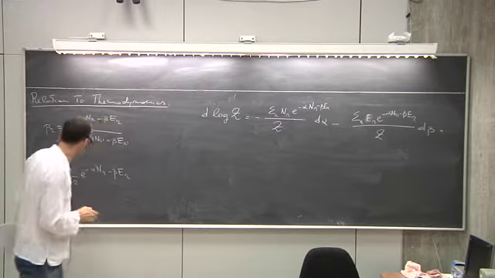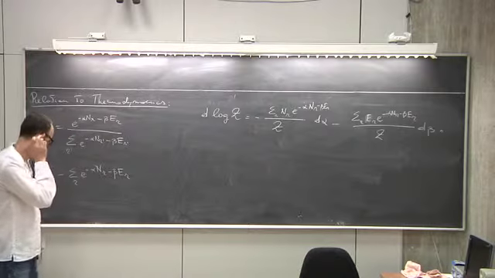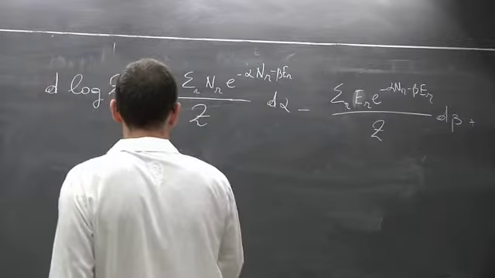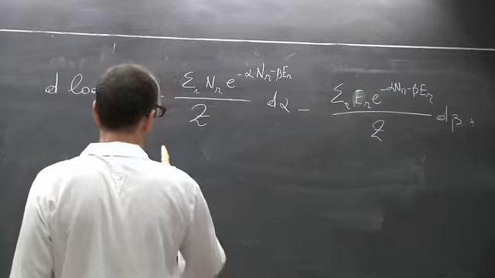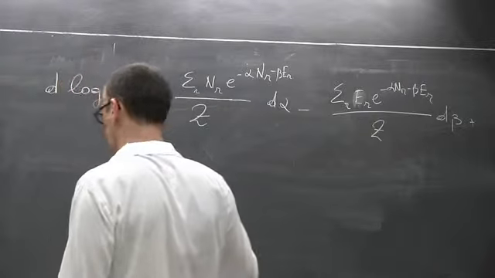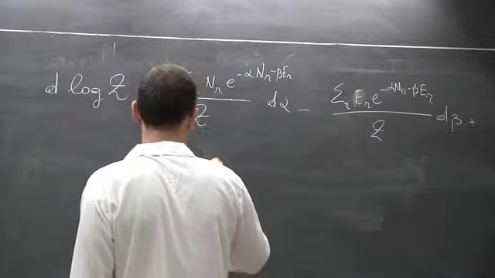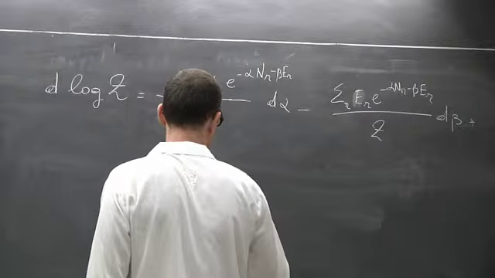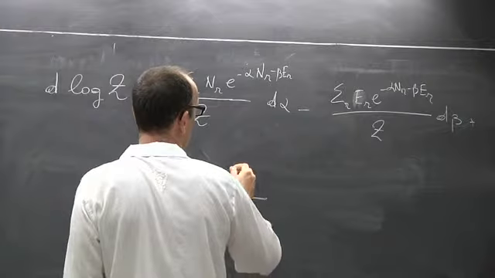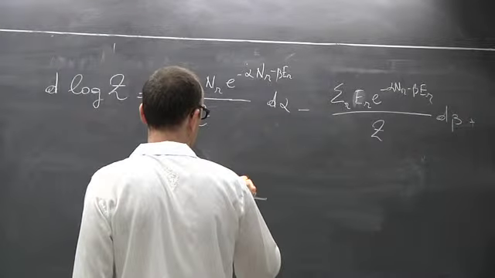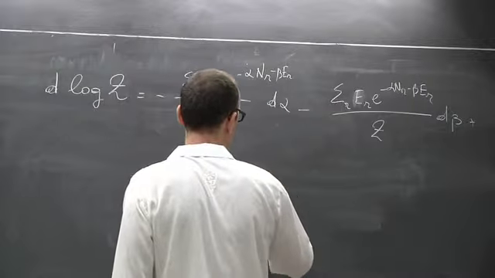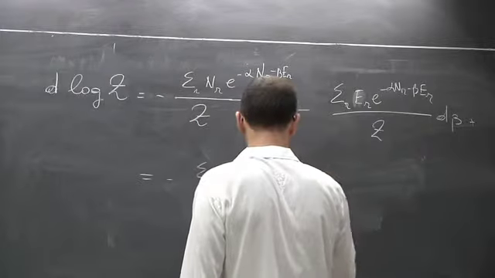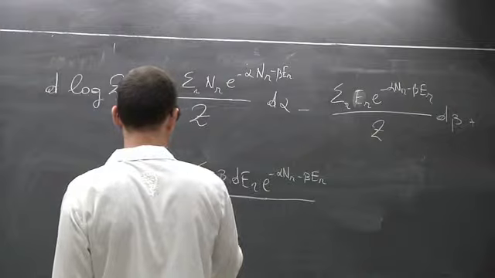And then there is the change in the energy levels, which will be equal to minus the sum over r times 1 over Z times beta times dE_r times e to the minus alpha n_r minus beta E_r. Oh, sorry, there is a minus.